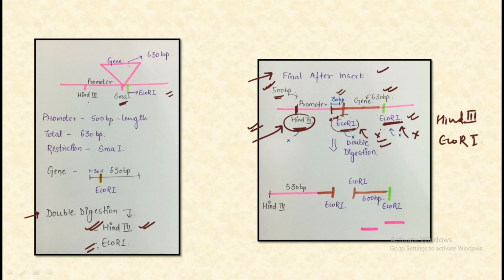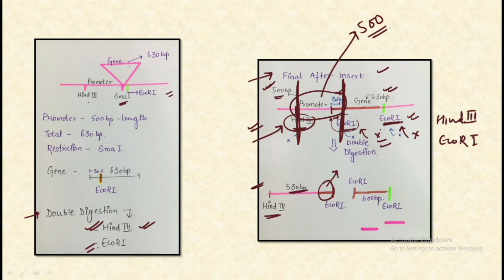As a result of these digestions, we will have 2 fragments. The first fragment will be between the HindIII digestion at this place and the next digestion at this place. So this is the first fragment, which is about 530 base pairs. Why? Because the promoter was 500 base pairs. The 30 base pair fragment would also be added to this. Why? Because the EcoR1 site is 30 base pairs downstream of the start codon.